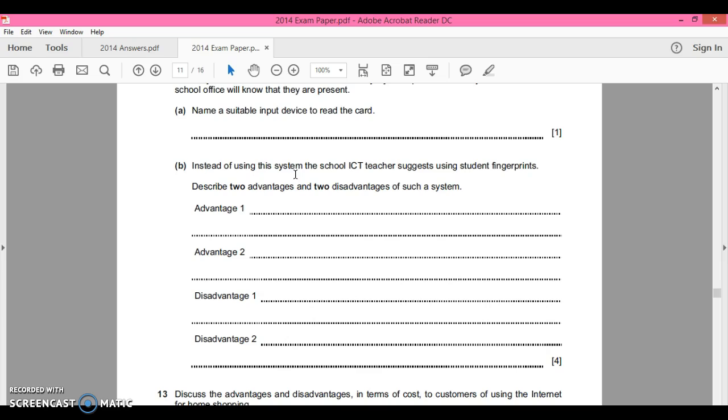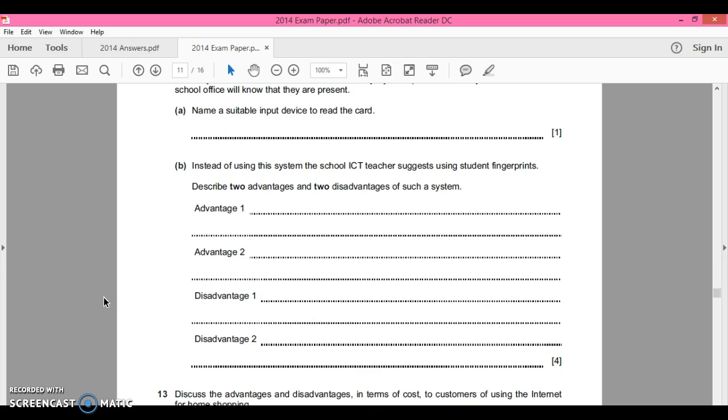Another disadvantage could be the parents. The parents simply might not want their student's fingerprint read, okay, because they possibly feel that it's a breach of privacy. And overall, what you need to think as well is cost.